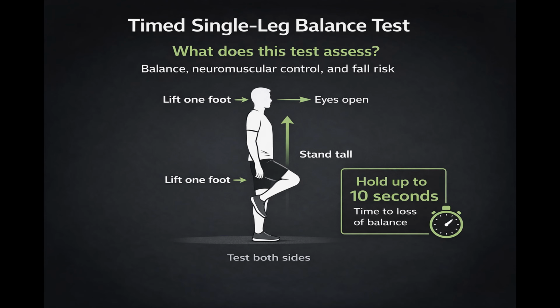So third is the single leg balance test. This test measures balance, proprioception, and neuromuscular control. You need to stand on one leg with your arms relaxed at your sides, eyes open, and time how long you can hold it. Be sure to test both sides. If you do have balance issues, make sure somebody's guarding you.